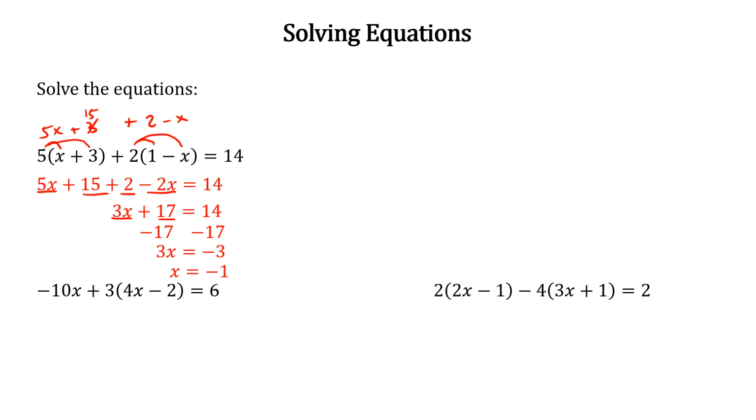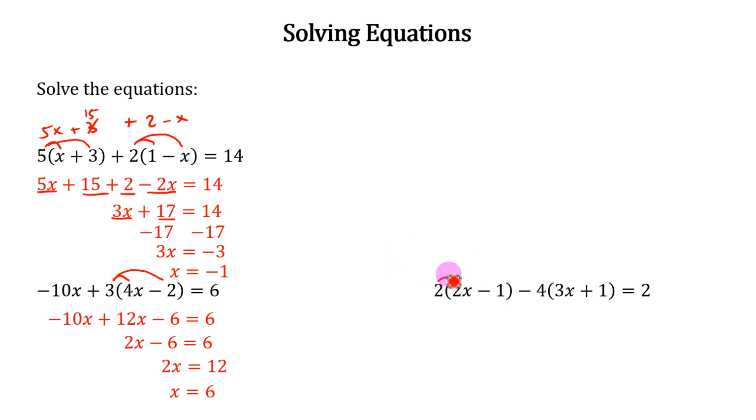Okay. Pause it here and work these last two out, and come back and check your answer. Okay, on the first one, you're going to get 12x minus 6. And to combine like terms, I'll get 2x minus 6. Add 6 to both sides. 2x equals 12. X is 6.